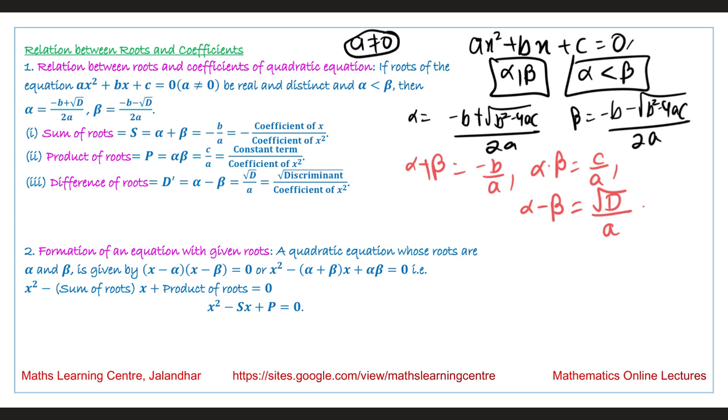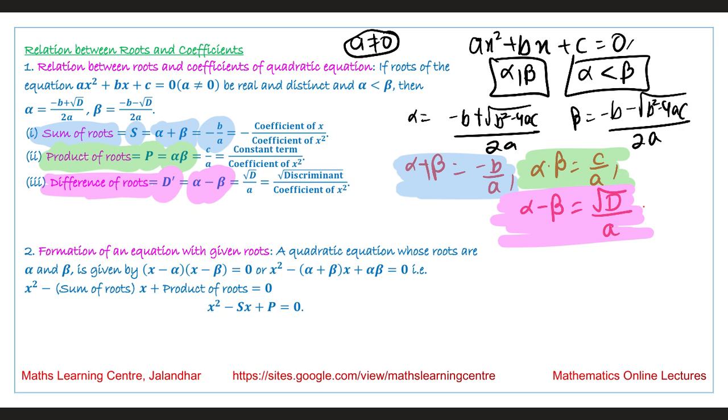So, these are the values for the sum of the roots. We write it with s, it is alpha plus beta, and the answer we have is minus b by a. Then next we have the product of the roots, we represent it with p, it is alpha into beta, and the answer we have is c by a. Next we have the difference of roots, we represent it with d dash, and it is alpha minus beta, and the answer we have is square root of discriminant over a. So, these are some formulas that you should remember.